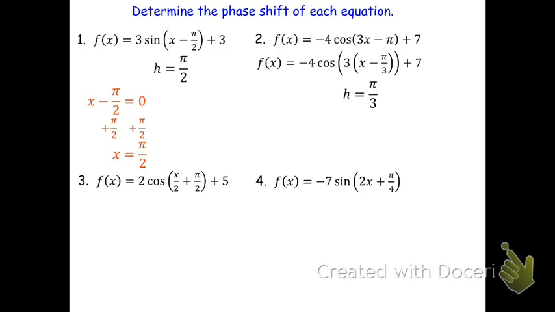Now this may seem a little tricky, and it gets easier over time, but it is the quickest way to do it. The other method, setting the argument equal to 0, is probably easier, but it's going to take a little longer. So let's look at that method. We take the 3x minus pi and set it equal to 0. We add pi to both sides, and then divide both sides by 3. X equals pi over 3, and that matches what we saw above. The h value is pi over 3.